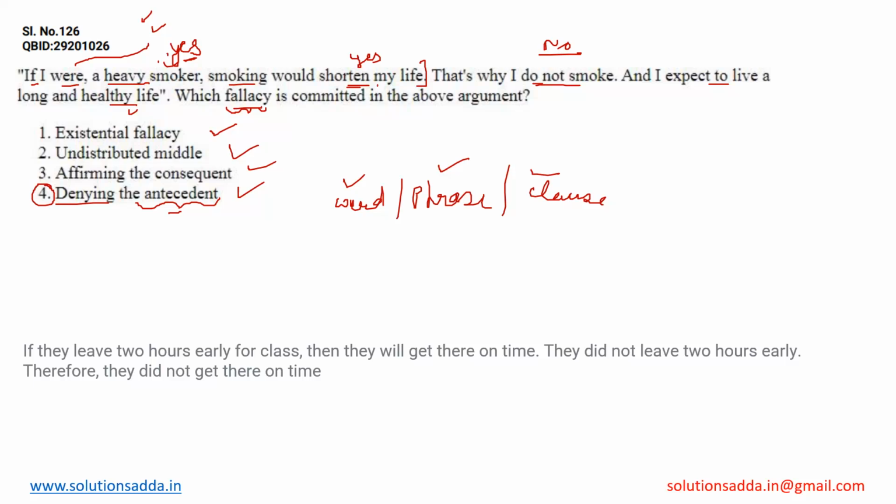This sentence says that if they leave 2 hours early for class, then they will get there on time. If they leave, here is the yes part. They did not leave, again the contradiction, again a no. 2 hours early, they did not get there on time. They will get there is yes, and they did not get there. So there's a direct negation right after the sentence. So we can say we are denying the antecedent. So the right option for this question would be option number 4.